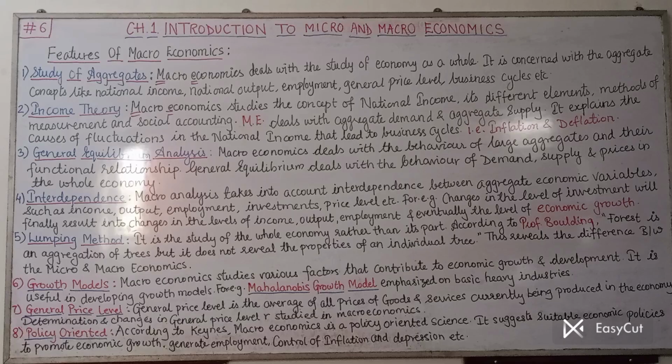It is the lumping method. Lumping means total. This reveals the difference between micro and macroeconomics. On the board I have mentioned B/W, that is, between micro and macroeconomics. Micro was the slicing method, macro is the lumping method. Lump means total, whole, lumping method.